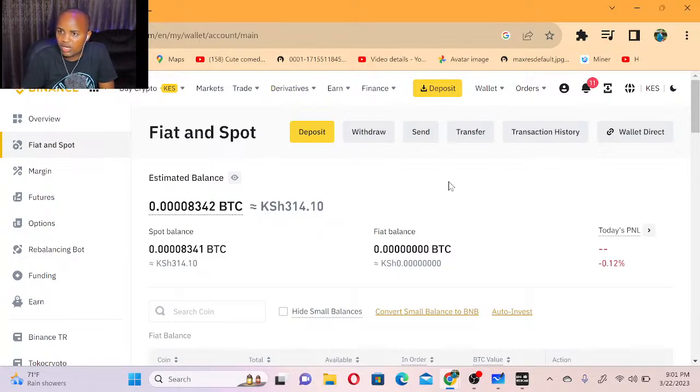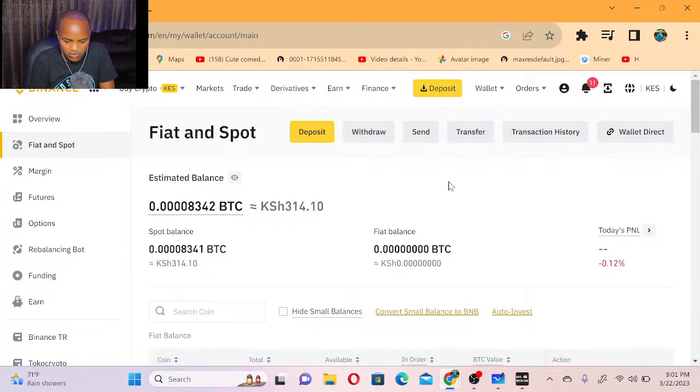Okay, let me check on this. There's something: it is 9 p.m. and today we are expecting the US dollar to increase the interest rate. Let's see, give me some time.